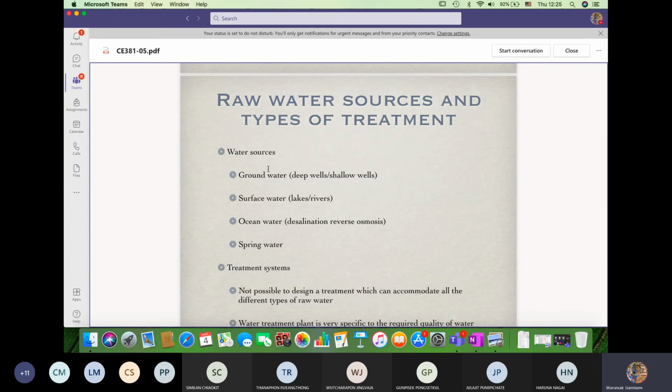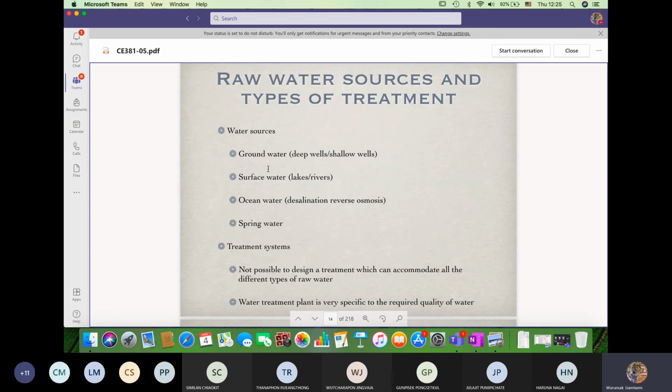So these treatment plants may work very well in some hospitals, but in other hospitals they may not work, because of different patterns of living and working, so the wastewater coming from each hospital will be different. So basically we need to design separately. A water treatment plant is very specific to the required water quality, as I mentioned.